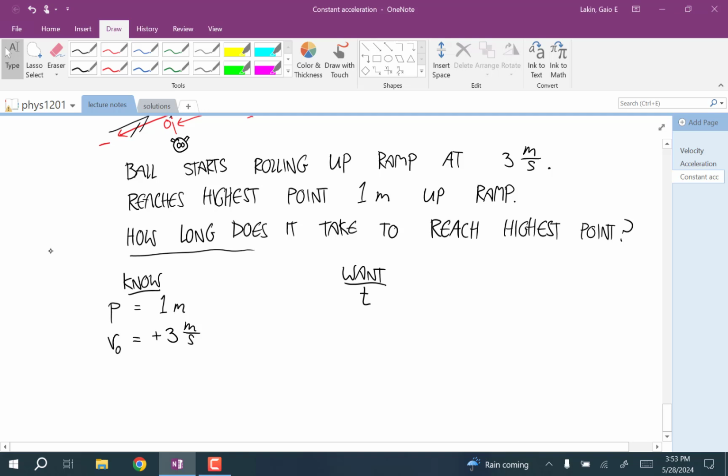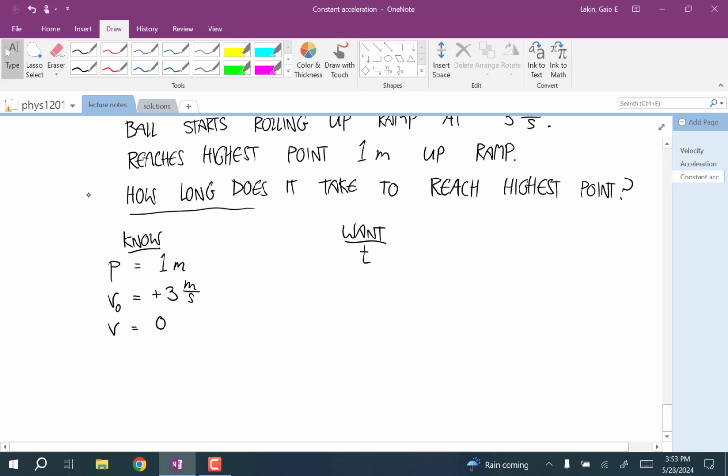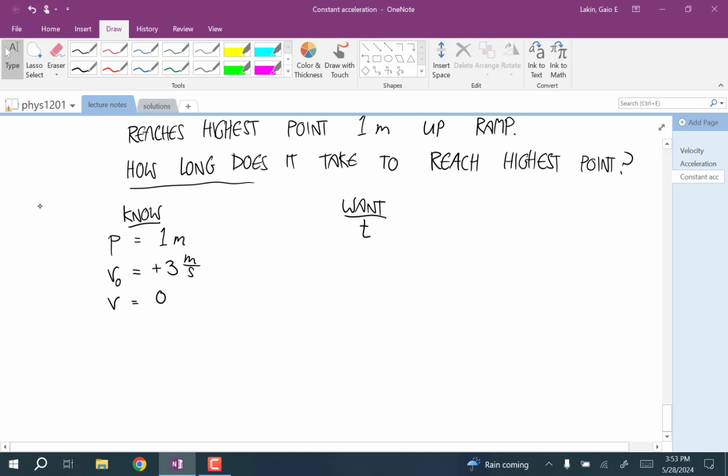And then finally, do we know the velocity at time t when it reaches its highest point? And yes, we know that when anything reaches its highest point, it has to briefly come to rest before it goes back the way it came. So this is what we have. Do we have a way to find t? In this case, we have the same problem we did in the last example. We don't know a, so we're going to have to use what we have to try to find a before we can do anything else.